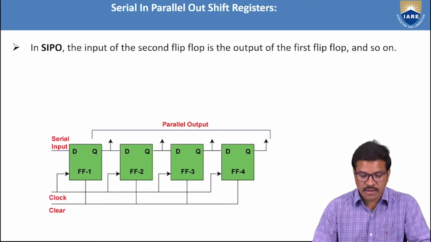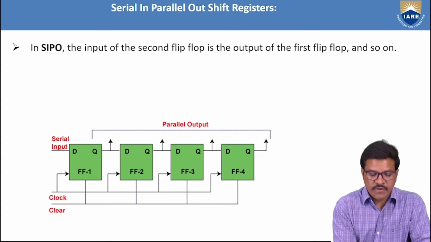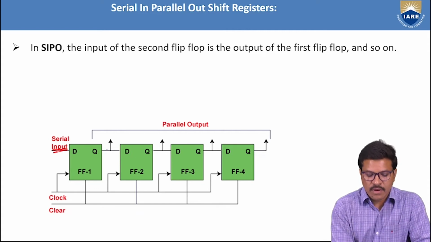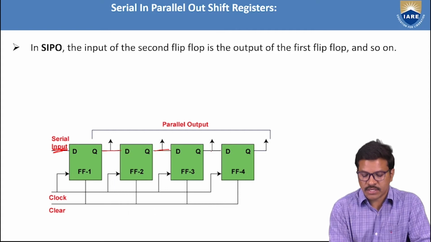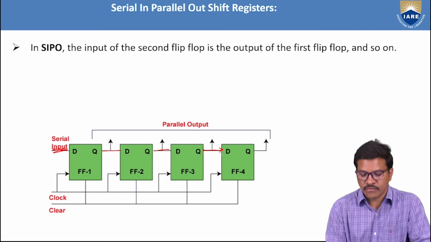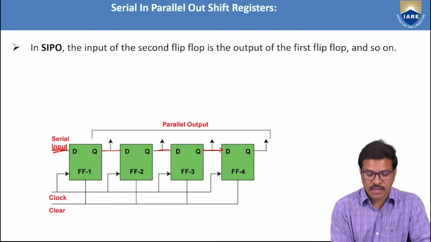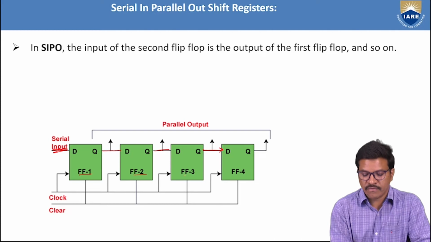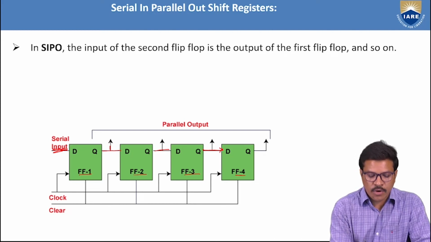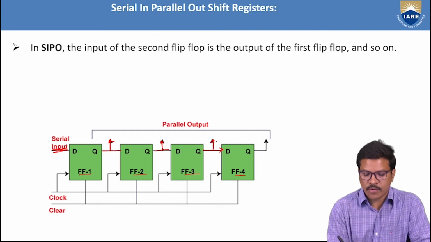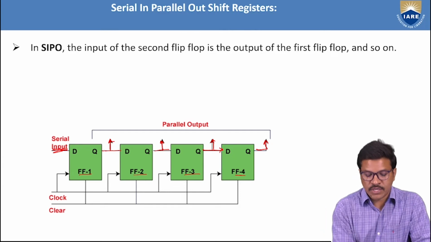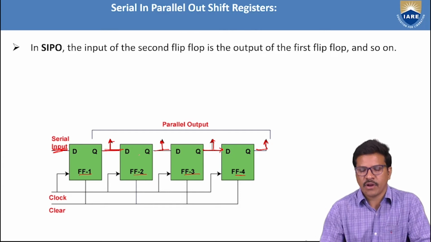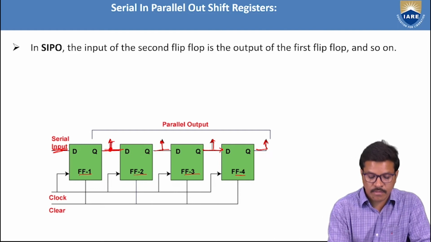We are providing the serial data input, and the output of the first flip-flop is fed to the second input, and the second output is fed to the third, like this. Next, this output is fed to the fourth flip-flop. In this case I am taking FF1, FF2, FF3, FF4, and collecting the outputs in parallel. Of course the output is fed to the next following flip-flop, but I take the output in parallel.